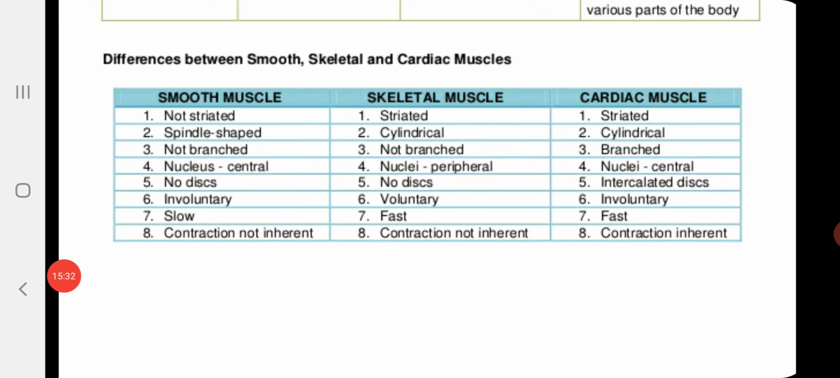Now let us see the difference between smooth, skeletal and cardiac muscles. Smooth muscles are non-striated, spindle-shaped, non-branched, with a central nucleus, no discs, involuntary, with slow contraction, not inherent. Compared to that, skeletal muscles are striated, cylindrical, not branched, with peripheral nuclei, no discs, voluntary, with fast contraction, not inherent. Cardiac muscles are striated, cylindrical, branched, with central nuclei, intercalated discs, involuntary, with fast contraction, and inherent.